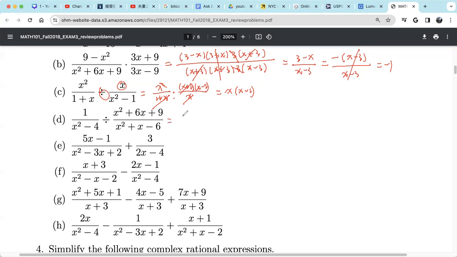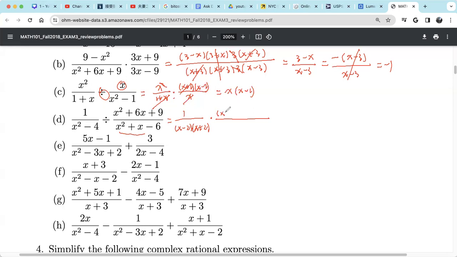Same thing for this one. The first one, we just rewrite it. x squared minus 4, that's a difference of two squares: x minus 2, x plus 2. Change the division into multiplication, flip over the numerator and denominator. So now the denominator becomes a numerator.